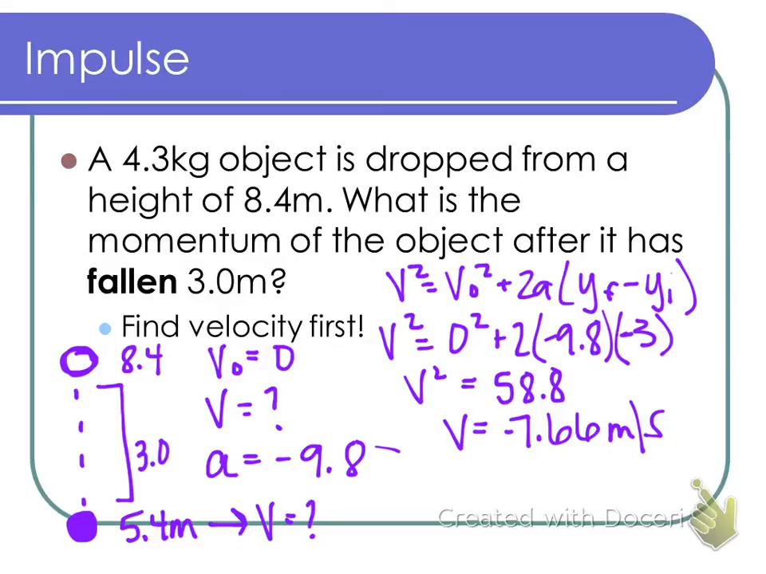Okay, why do we have a negative final velocity here? Going in the downward direction. Good. Okay, we want to find the momentum after it has fallen 3 meters. So what equation for change in momentum or for impulse should we use here?